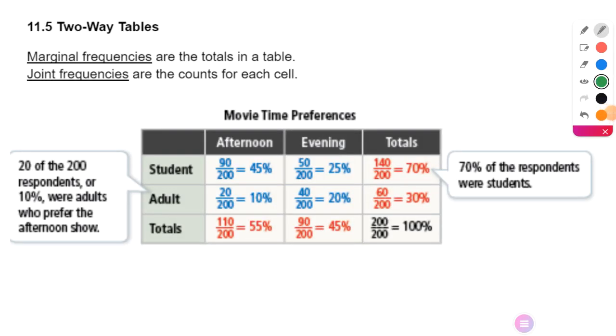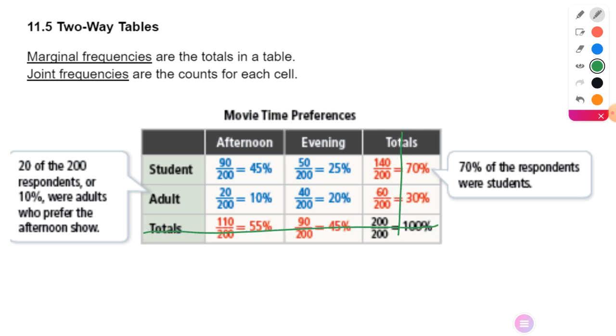All right, in 11.5, we're going to look at two-way frequency tables. You've talked about two-way tables in the past. You've spent most of your time filling them out, and now we're going to come up with some percentages and some frequencies about them. So marginal frequencies are the totals in the table. What I've just highlighted in green, those are technically your marginal frequencies. They're in the margins, the edges.